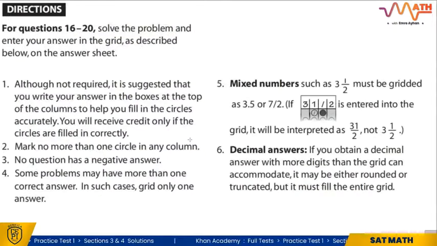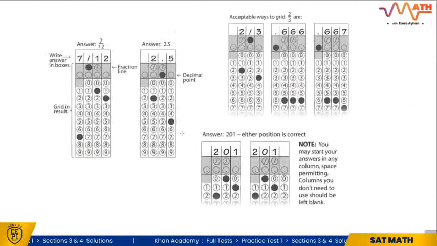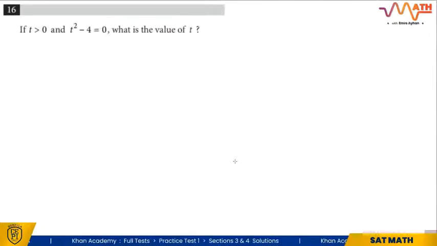Questions 16 to 20, as you know, are grid-in questions. These are the rules for how to code your answers that you already know. Here I can tell you there are no negatives, right? This means grid-in questions will never have a negative result. If your result is negative, check again.